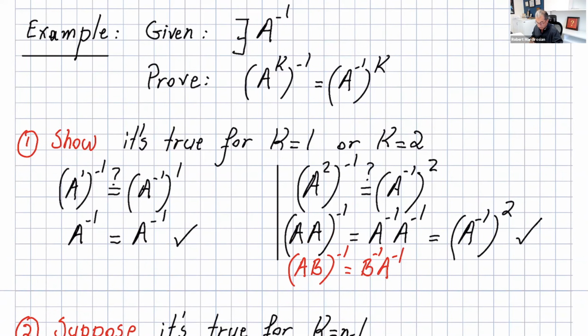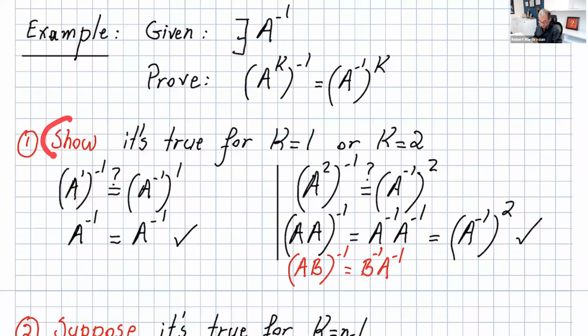Given that we have a matrix A and the inverse exists, we want to prove that A to the power of k inverse is the same thing as A inverse to the power of k. Now I proved this in the last lecture, but in this lecture we're going to use induction, and in my next lectures you're going to see a lot of induction too. So let's see how it works.